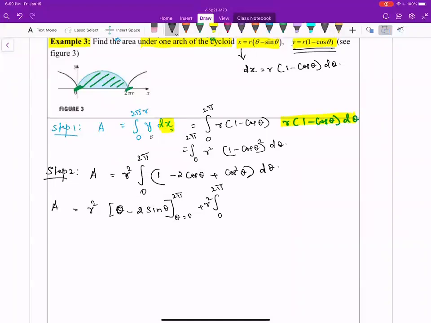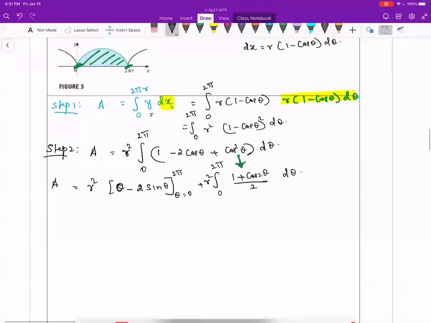Of course, you have that r squared outside. Cosine squared theta, by the trigonometric identity, can be written as (1 plus cosine of 2 theta) over 2. We have seen this type of integration in chapter 7 when we did techniques of integration. Whenever you find a sine or cosine with an even power, you have to use the double angle formula. This is a trig identity.